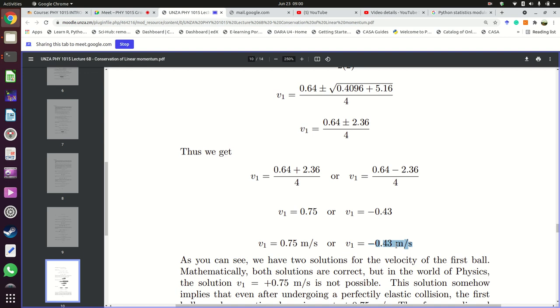This phenomenon only happens because the balls have identical masses. So the first ball, when it collides with the second ball, is going to bounce westwards and continue moving west with the velocity of the second ball. Is that clear? So there is an exchange of velocities here.